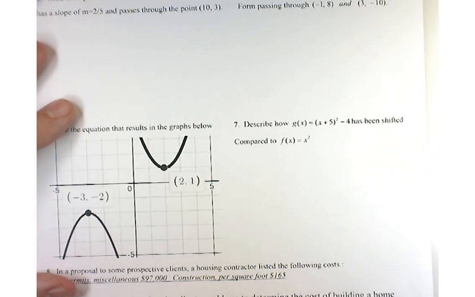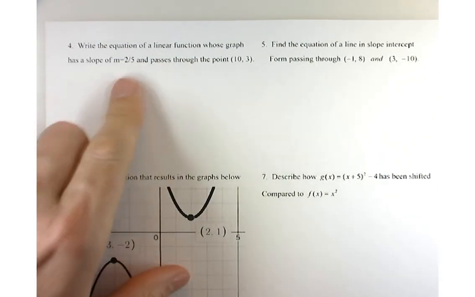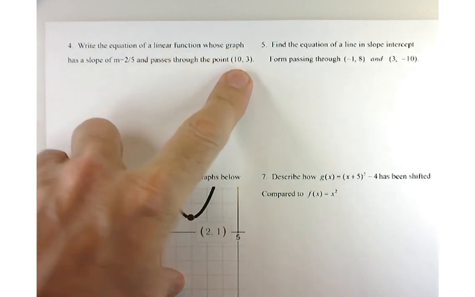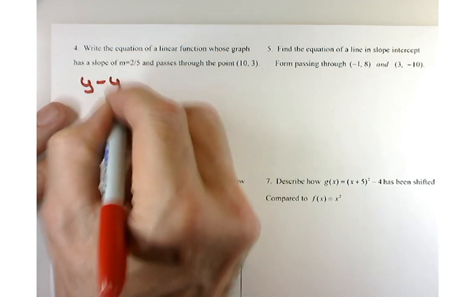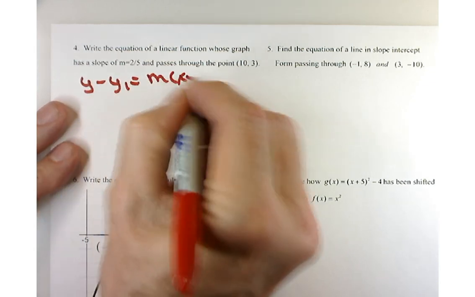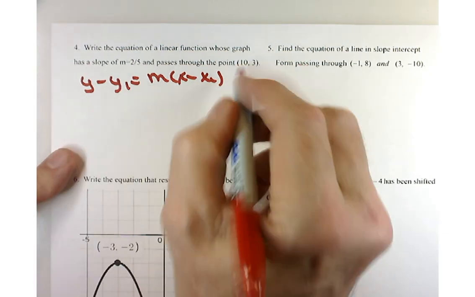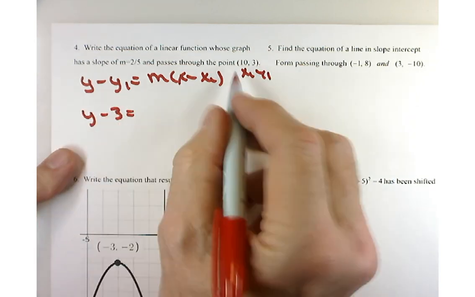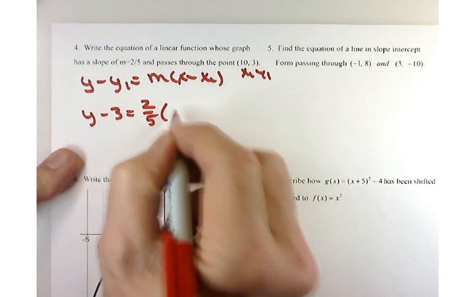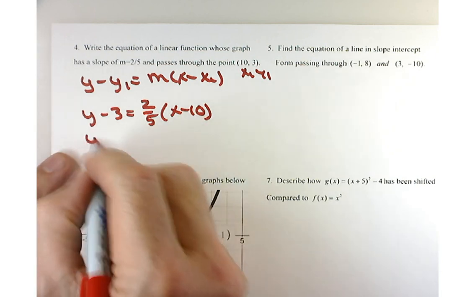Let's flip things over to the backside. Write the equation of a line passing through 10, 3 with a slope of 2/5. So you want to use this formula: y minus y1 equals m times x minus x1. Filling things in. Here's my x1, y1. Y minus 3 equals 2/5 times x minus 10. Don't be afraid to distribute this. The first part of it works out pretty nice.